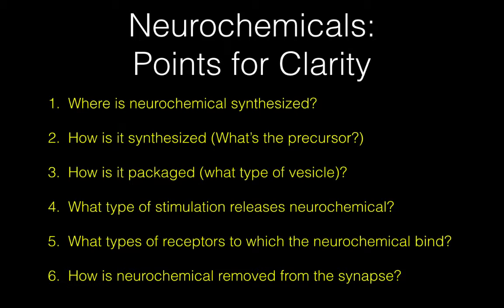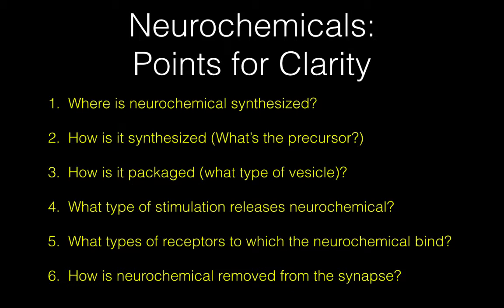Number 2, how is the neurochemical synthesized? In other words, what's the precursor? For this course, you don't need to focus on step-by-step reactions, but you should know the major precursor for all neurochemicals that I've just listed. Number 3, how are the neurochemicals packaged? What type of vesicle are they in? Are they in the small synaptic vesicles, or are they in large, dense core vesicles?